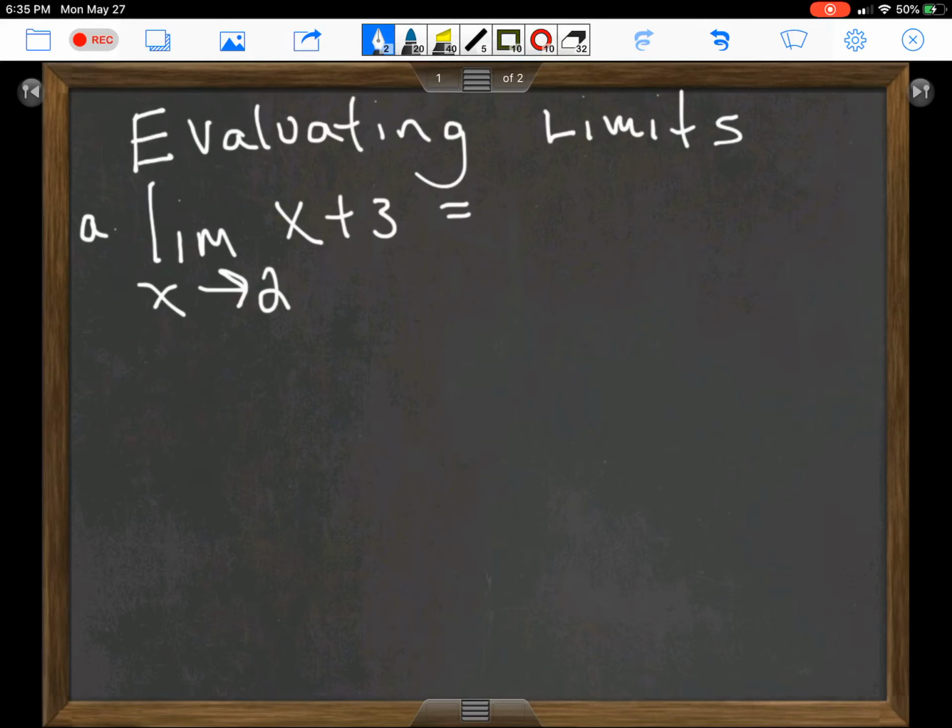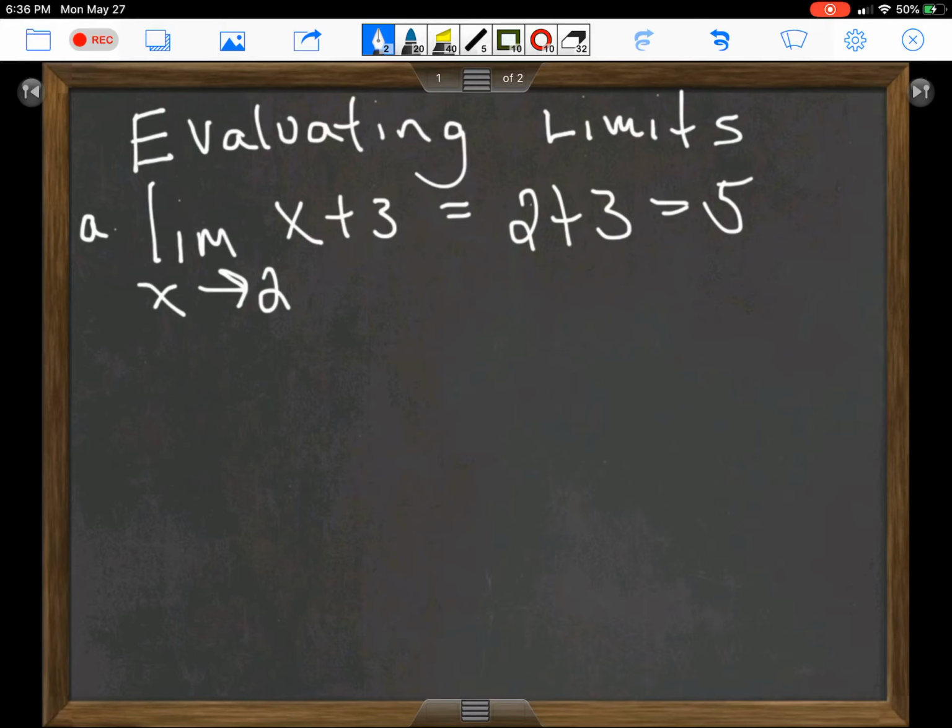You check for direct substitution. If it works, then you have your answer. And we're going to look at a couple cases where it won't work, and what are we going to do? So the limit as x approaches 2 of x plus 3, you just directly substitute 2 for x plus 3, and we get 5.